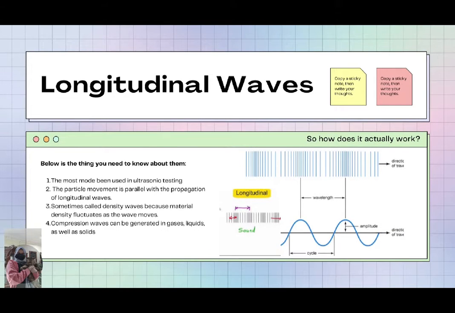This is the mode most used in ultrasonic testing. You can see the figure above. The particle movement is parallel with the propagation of the longitudinal wave. Sometimes it is also called a density wave because material density fluctuates as the wave moves. This is compression and expansion. The compression wave can usually be generated in gases, liquids, as well as solids.